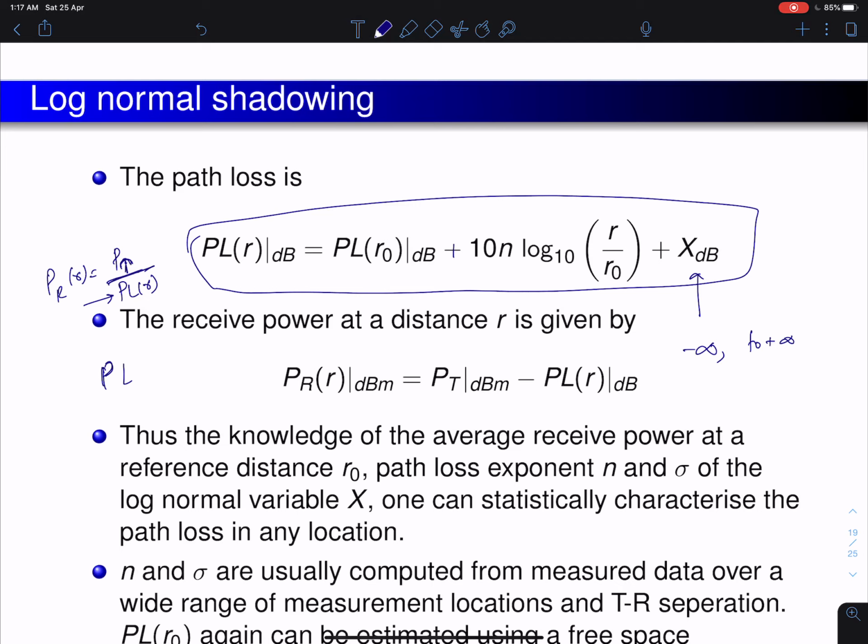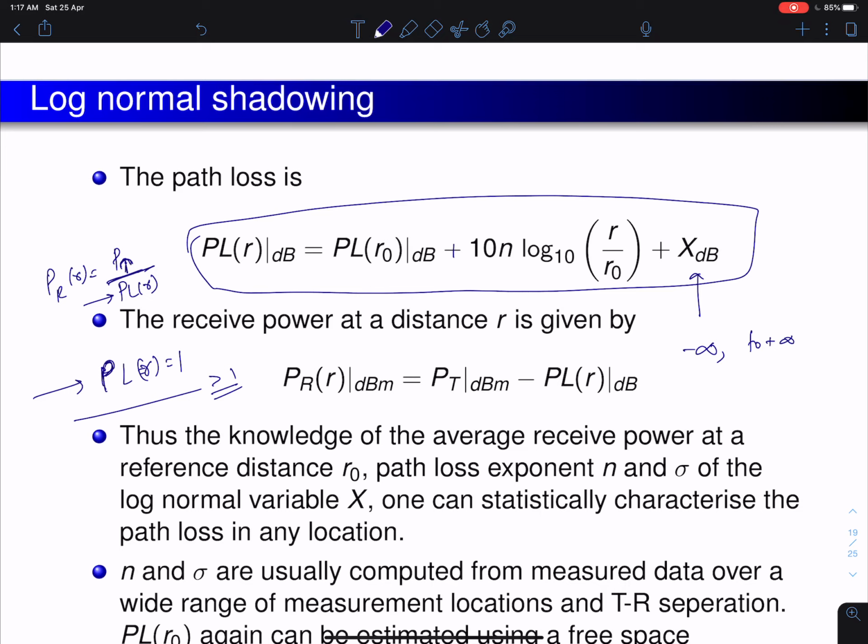Let me come to the linear scale. Ideally, let's say there were no losses at all. Then the value of path loss at a distance r is going to be just 1. There are no losses. But typically the value of path loss is going to be greater than 1. Path loss can be greater than 1, or path loss can be less than 1.